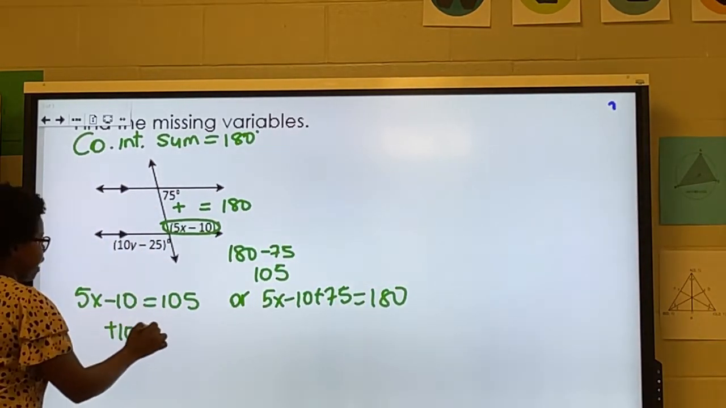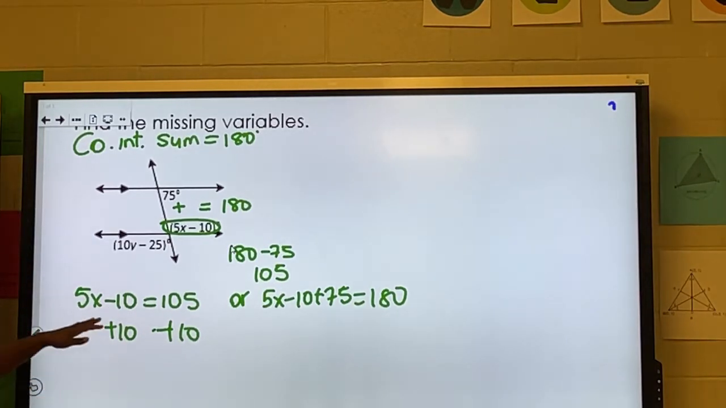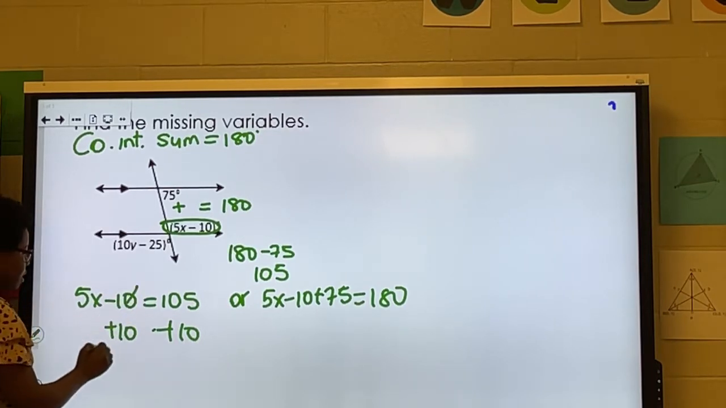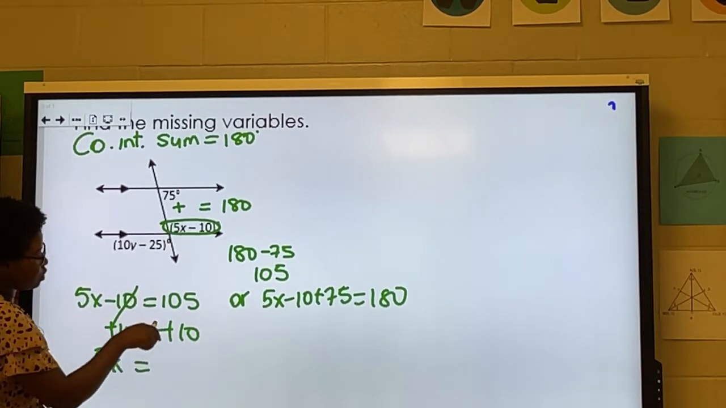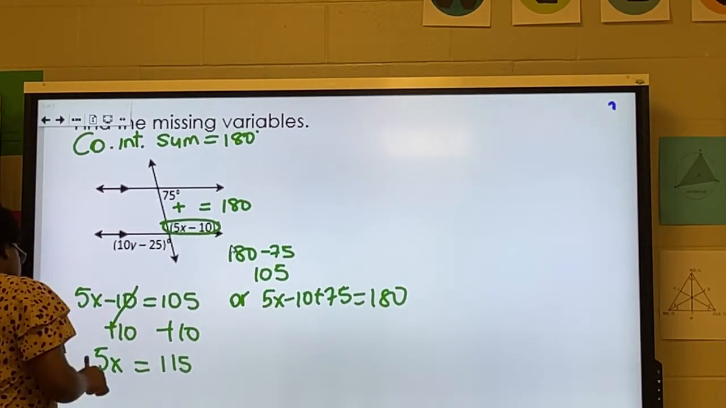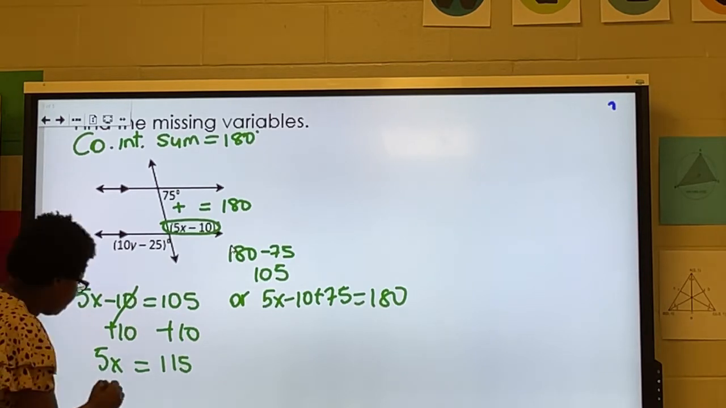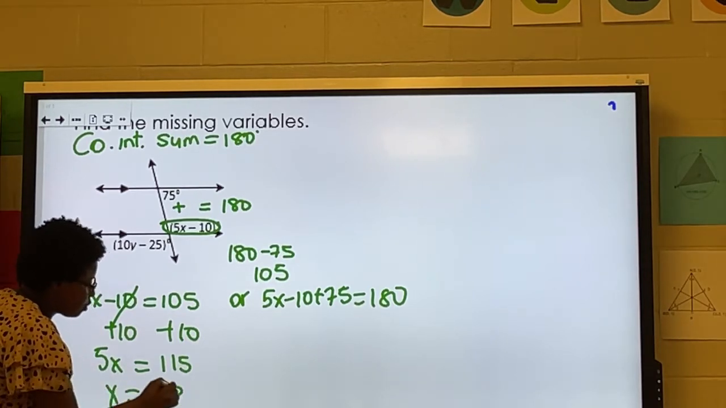So we're solving for x, so we have to do the opposite operation for whatever we're seeing. It's like subtracting 10 from 5x, so we have to add 10 to both sides to cancel. So 5x is equal to 115. So 115 divided by 5 is equal to 23. So x is equal to 23.